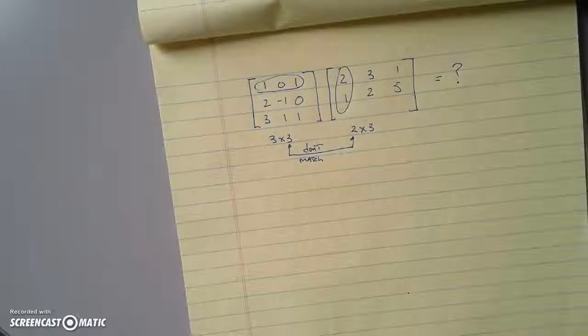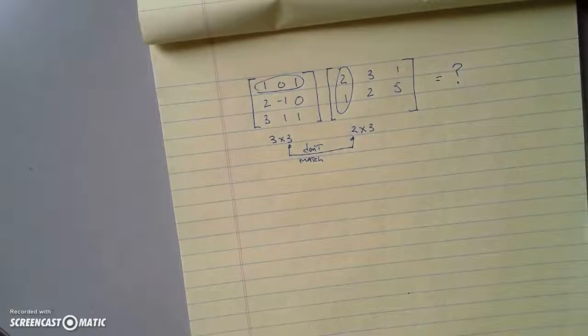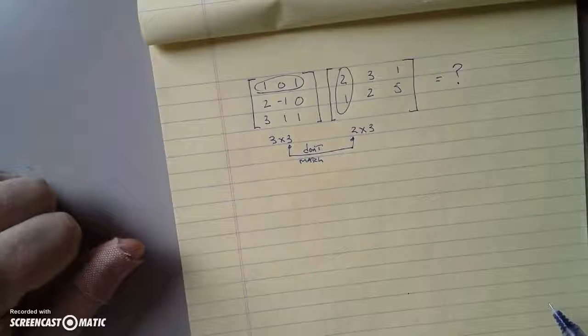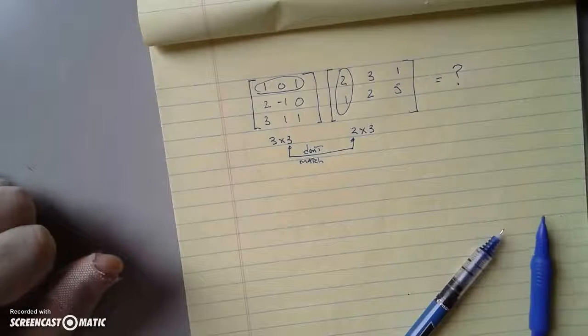So matrix multiplication is not always defined. And when it is, you can't always do the reverse. And when you can, it's not the same. So there's an introduction to matrix multiplication.